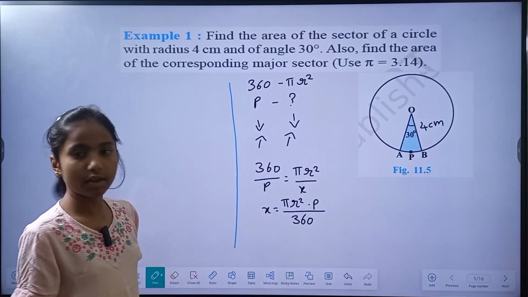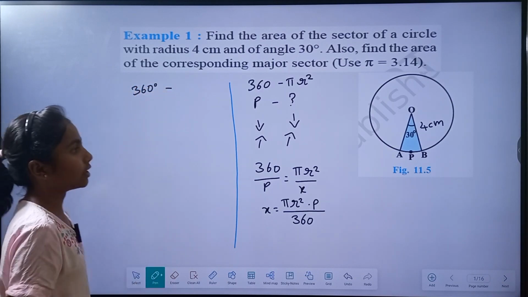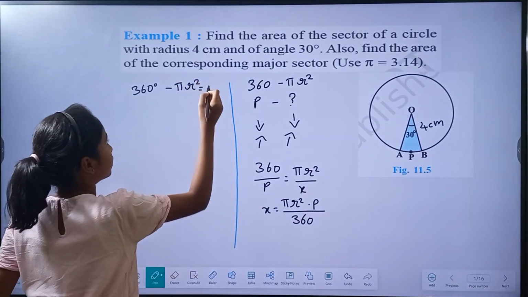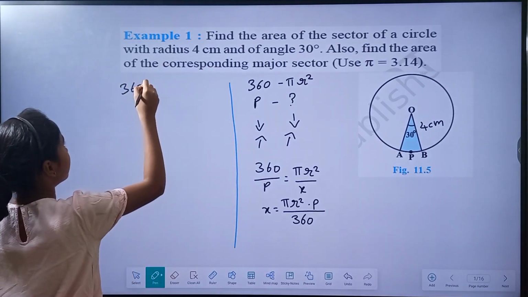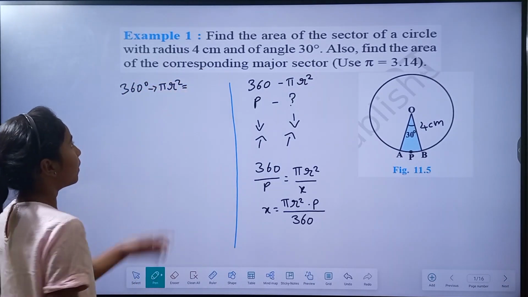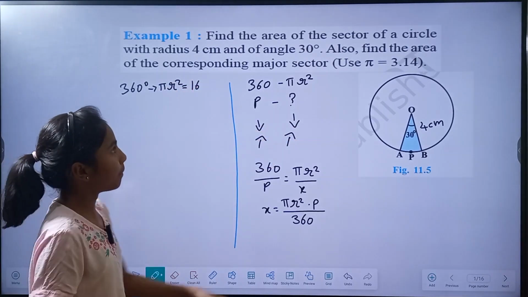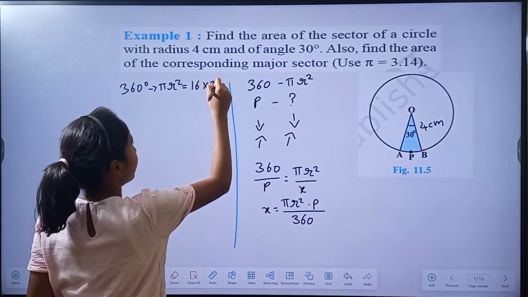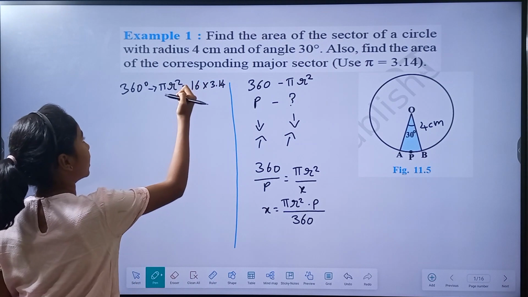Now let us find it for 360 degrees. For 360 degrees, the area is pi r square. They have given r equal to 4 cm, so it is 16 pi, and they have told us to use pi equal to 3.14. So 16 into 3.14, we'll calculate it later.